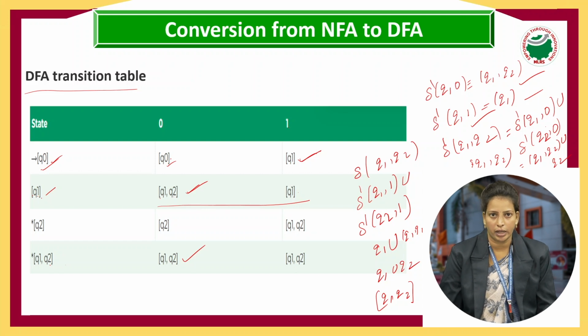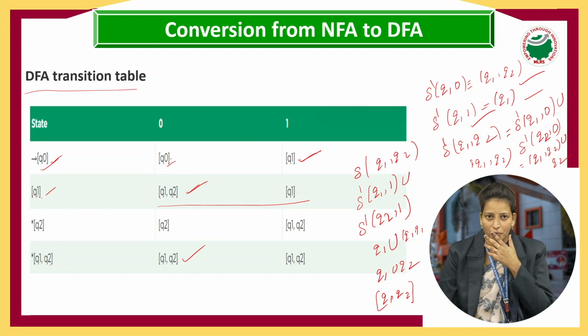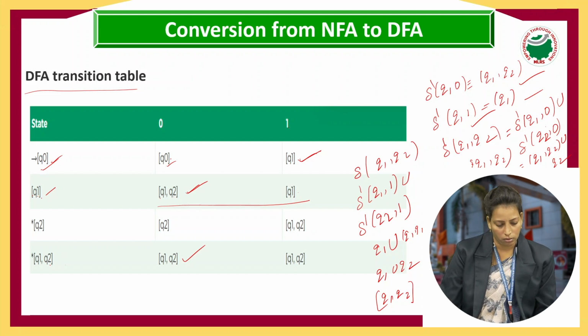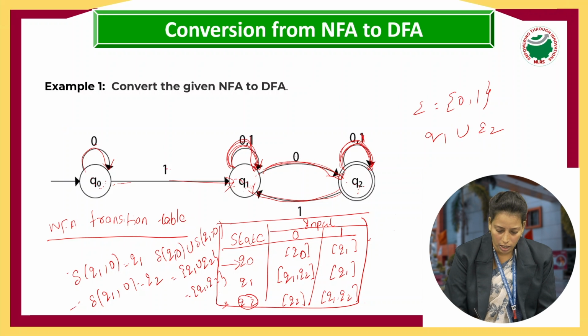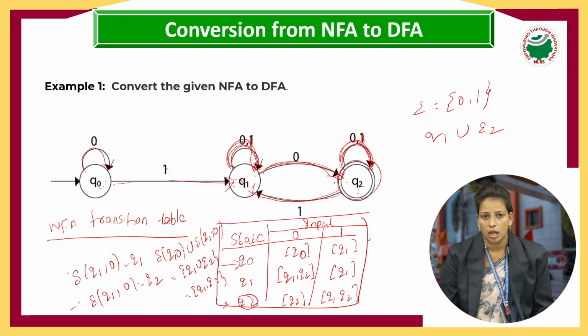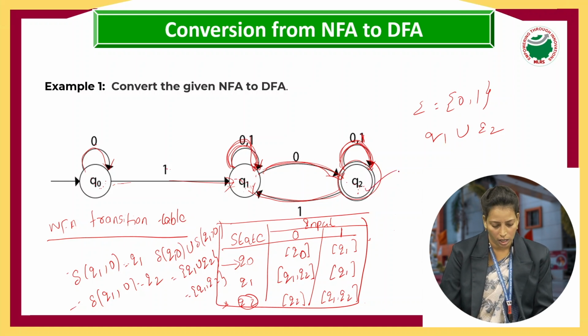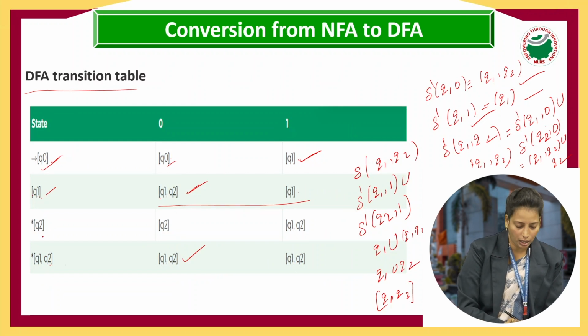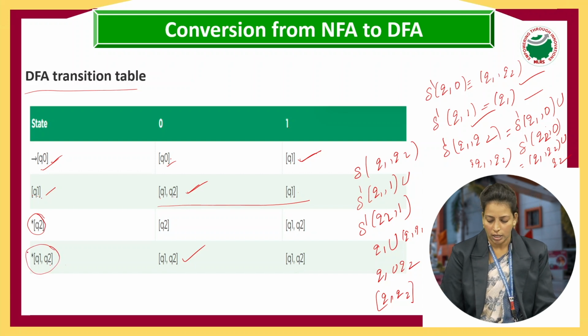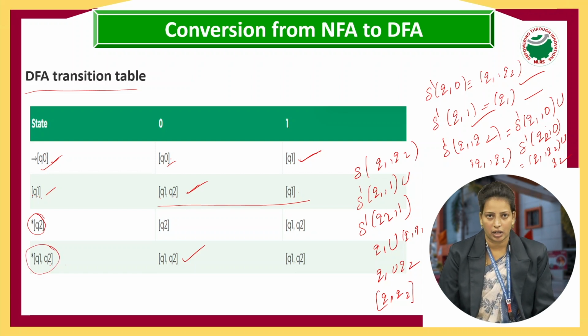So here in this DFA, Q0 is the initial state. What about the final state? How to find the final state? In the NFA transition diagram, the final state is Q2. How to know the final state? A double circle represents the final state. So in this example, Q2 is our final state, right? So wherever Q2 is present, that is a final state. Here also this one is a final state. So this is the DFA transition table.